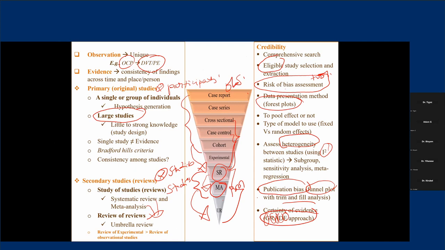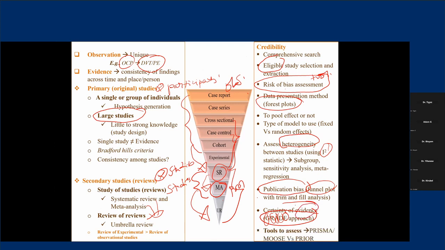So as you can see, from observation to evidence, it's a long process. It takes years, and it takes a number of quality works to reach there. And even when we reach that single evidence that we have synthesized using different methods, we have to ascertain if this evidence is actually certain and correct and credible.